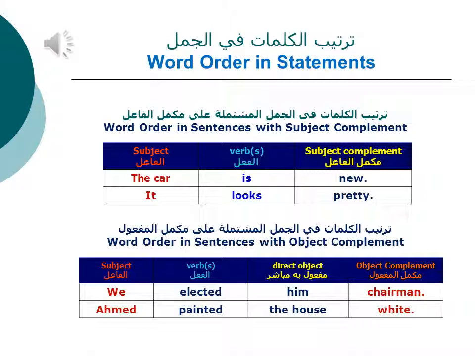The second example, Ahmed painted the house white. Ahmed is the subject, painted is the verb, the house is the direct object, white is the object complement, which refers to the house being white.